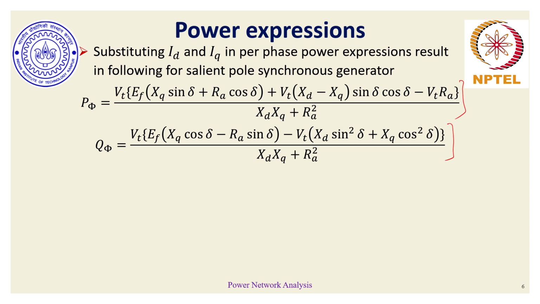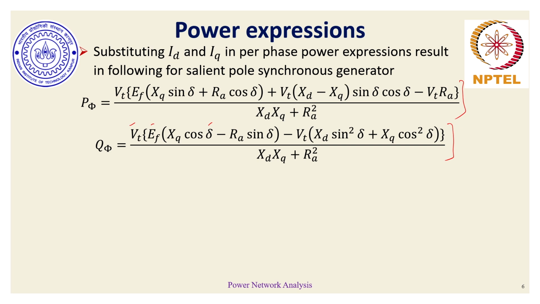So this essentially is the accurate expression of a salient pole synchronous generator having winding resistance Ra and direct axis reactance Xd, quadrature axis reactance Xq, with terminal voltage being Vt, the phasor reference for all other phasors, Ef being the induced EMF, delta being the torque angle, and that's it.